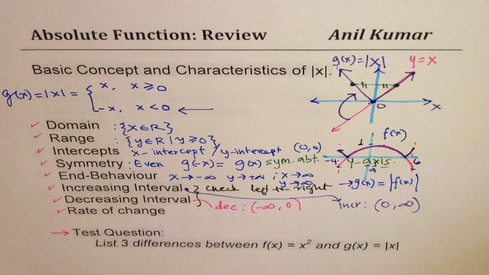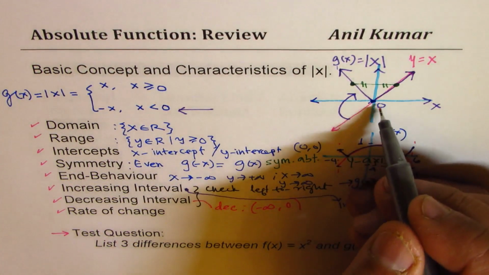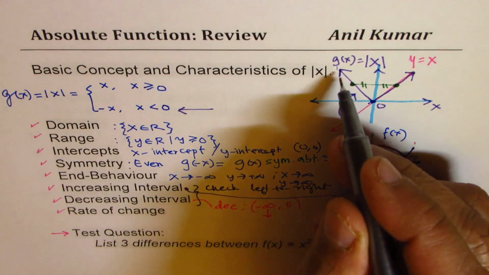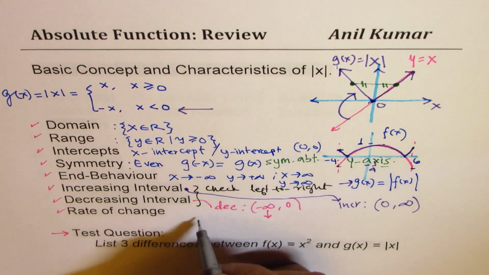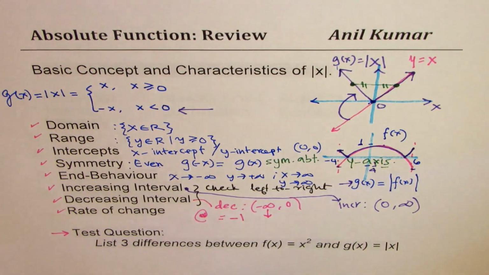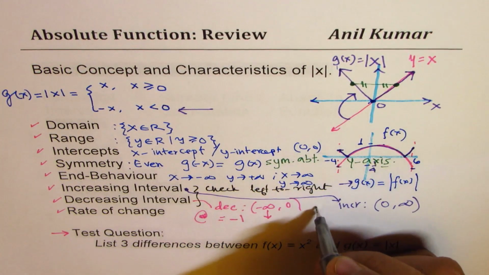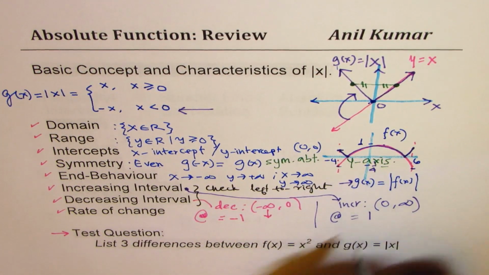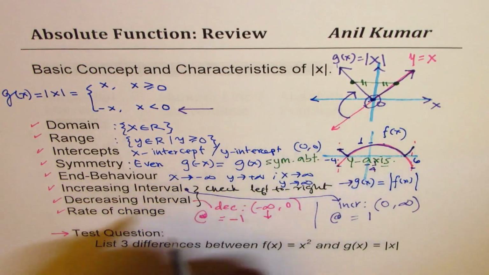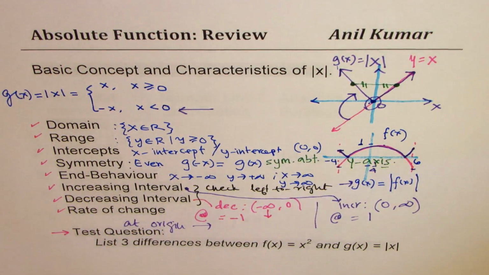Okay, rate of change. Now, rate of change is a very important concept. Here, what do you see? In this interval, when it is decreasing, what is the rate of change? It's constant, right? So rate of change in this interval is equal to -1. And in the other interval, when it is increasing, the slope or the rate of change is +1. Do you get an idea? Now the question is, how about at the origin? How is the rate of change at the origin?